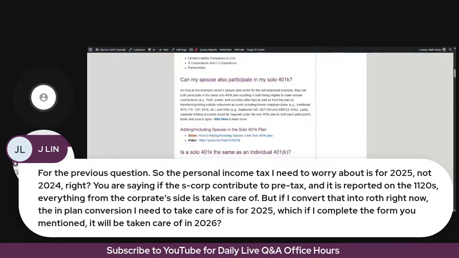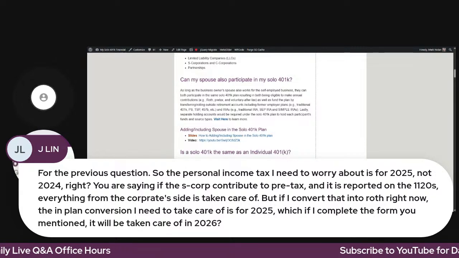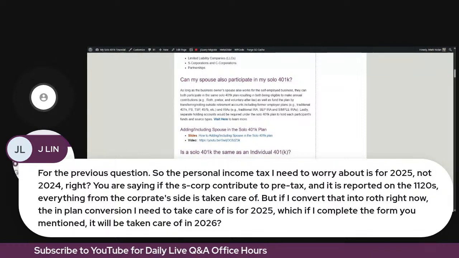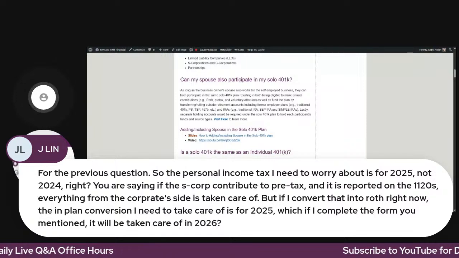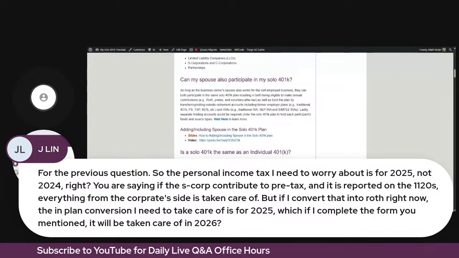And then if you decide to process an in-plan conversion of those pre-tax employer profit sharing contributions here in 2025, then it'll be taxable as a 2025 in-plan conversion. So the Form 1099-R would get issued in January, February of 2026 to report the 2025 in-plan conversion. So make sure to complete our pre-tax in-plan conversion form on our website that I shared earlier.